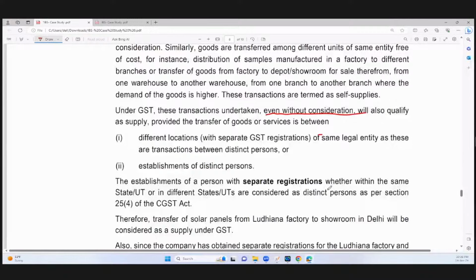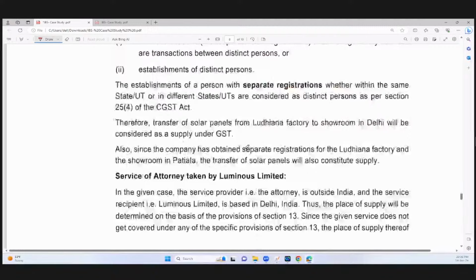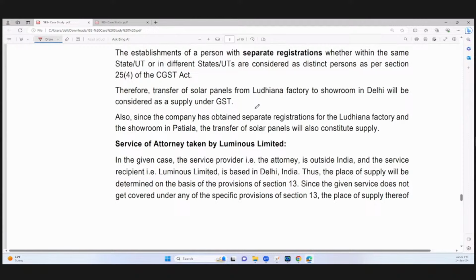So, here I told you that there are separate registrations under a single PAN, permanent account number. The second part, students, deals with this, so therefore it is supply basically. It is written in the conclusion itself. It will constitute as supply.